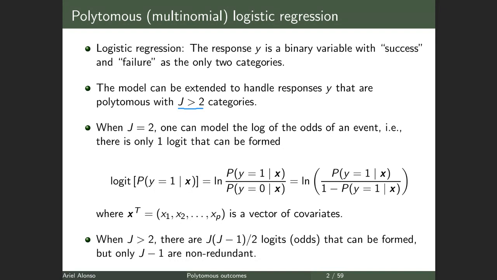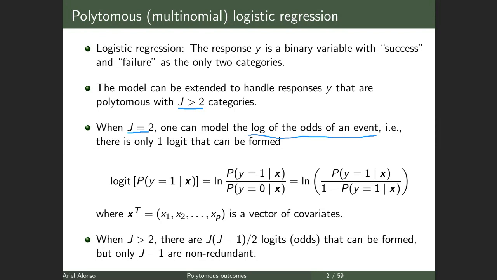For instance, in that case, your response variable Y is now a categorical variable. It doesn't take just two values, success or no success, but the patient can worsen, can stay the same, can improve, or can cure. When you have only two outcomes, when J is equal to 2, then you're back to the classical logistic regression model. In that case, you can model the log of odds of an event.